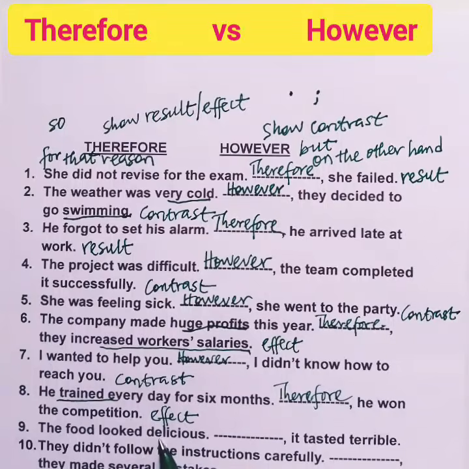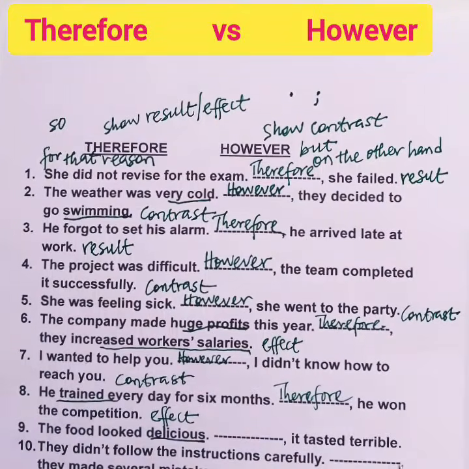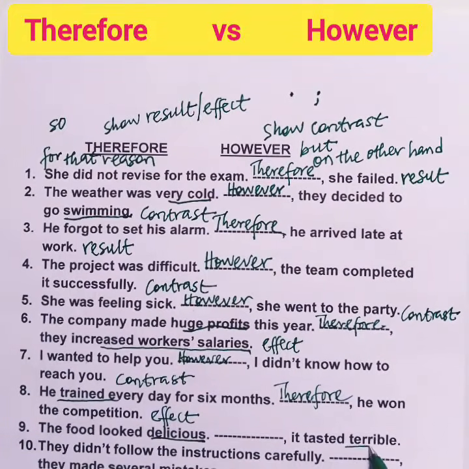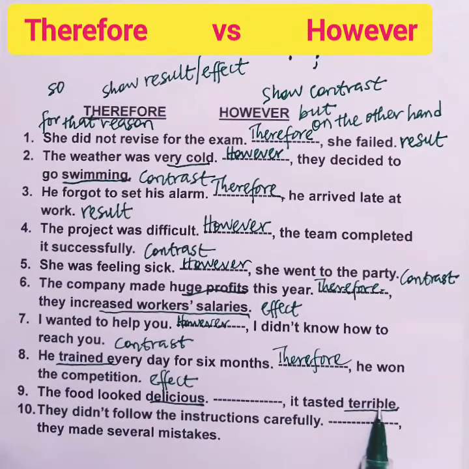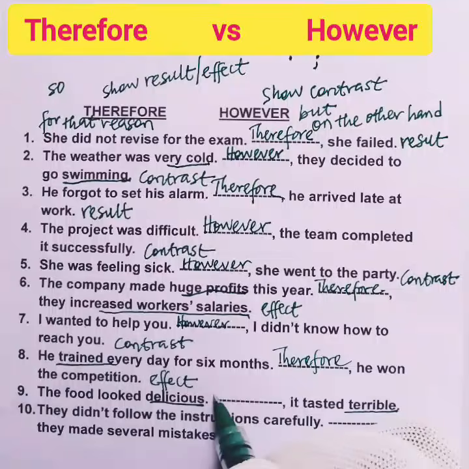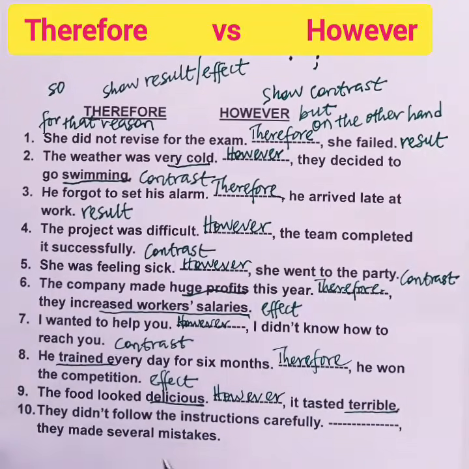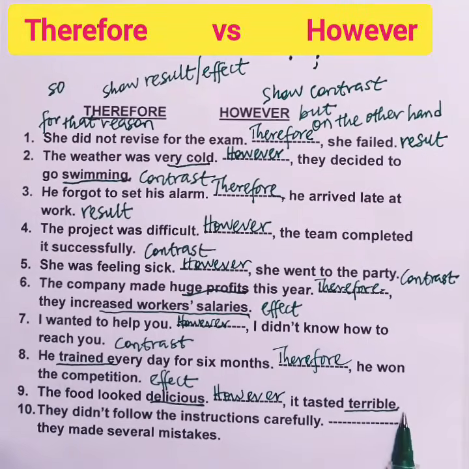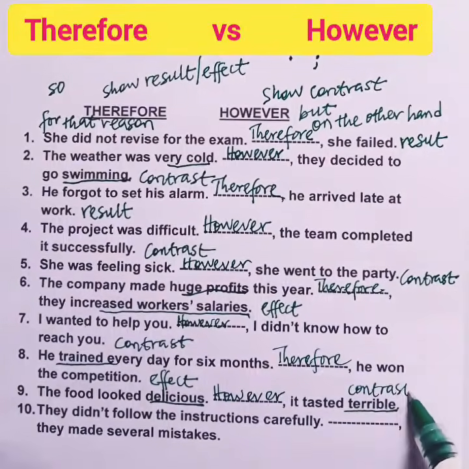9. The food looked delicious, blank. It tasted terrible. Here we have delicious and we have terrible. The food looks delicious, while the taste is terrible. So, however, is the correct word to use. The food looked delicious, however, it tasted terrible. This is contrast or opposite.